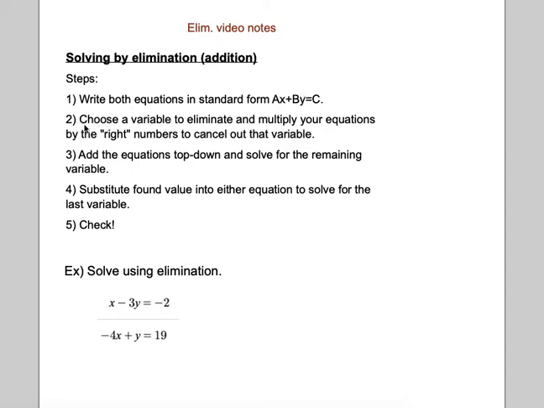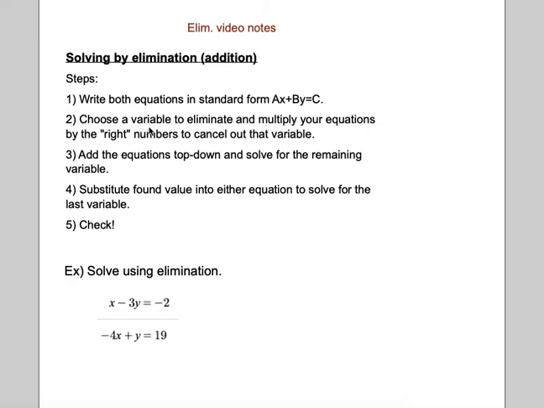Next, this is the fun step. So choose a variable to eliminate and multiply your equations by the right numbers to cancel out that variable. So this is why I love this elimination addition method, because it's like a mini puzzle, a mini math problem inside of a problem, and I just love that. And I think it's really fun.